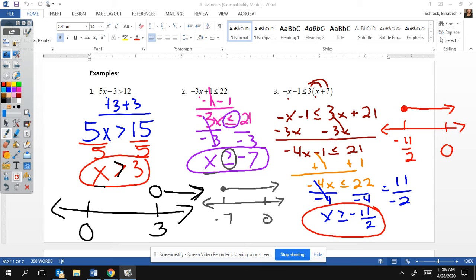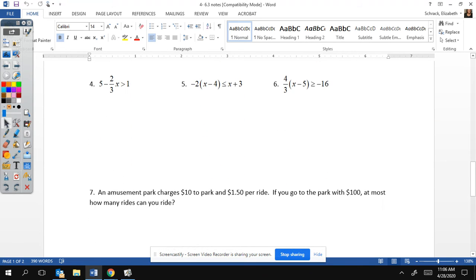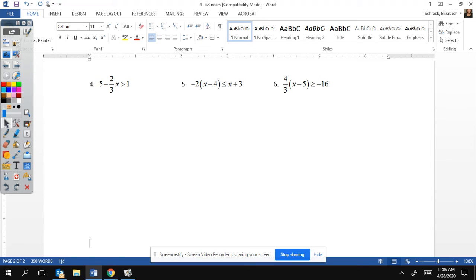Okay, moving on to the back. Room to write. Okay, number 4. We only have one variable, so we're going to move the 5 first by subtracting 5 from both sides. We have negative 2/3 x is greater than negative 4.